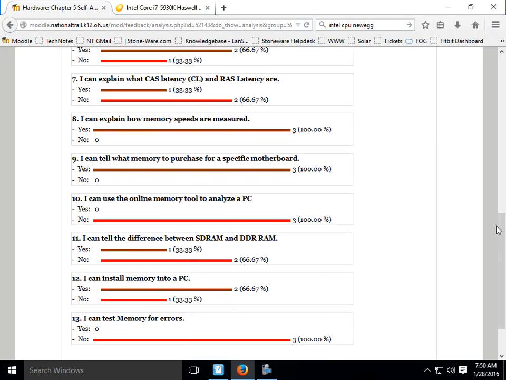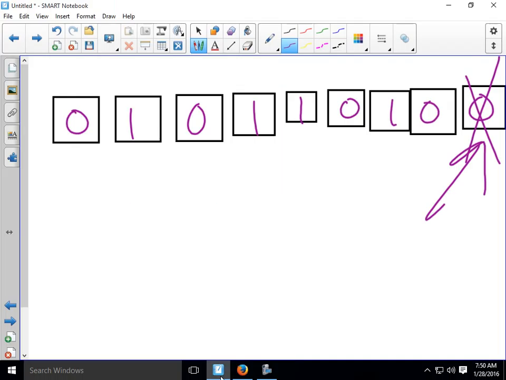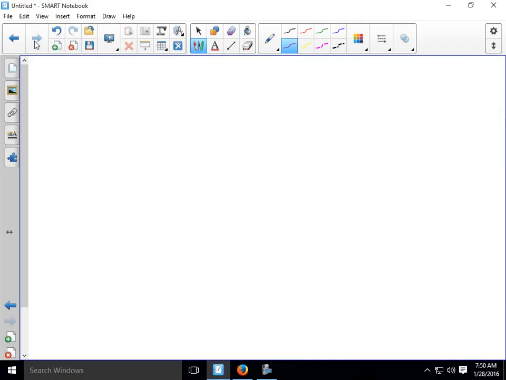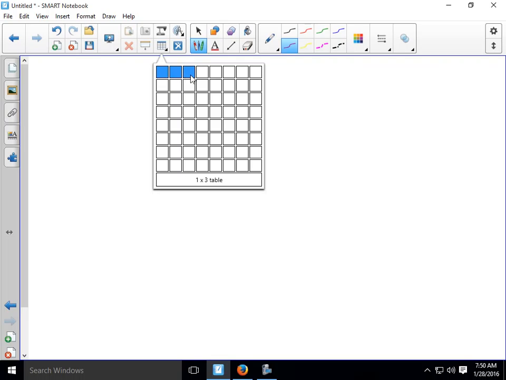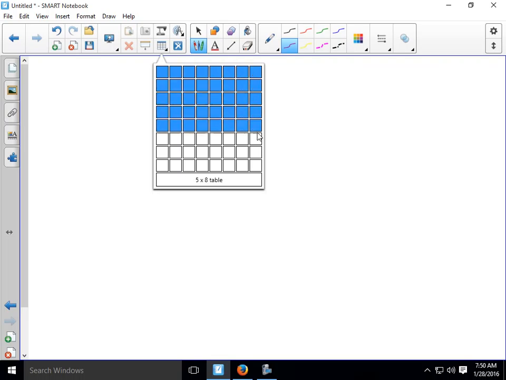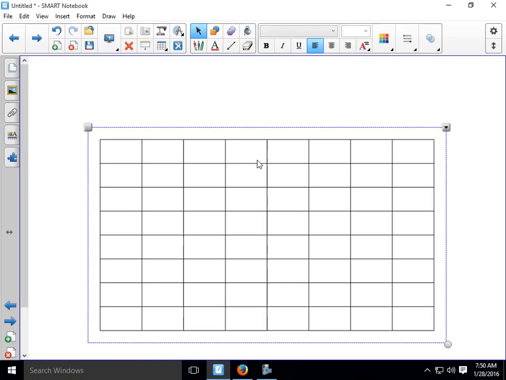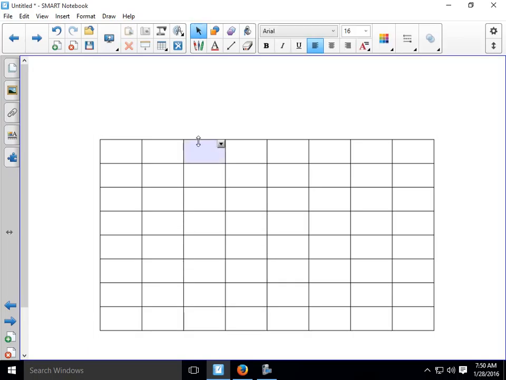Okay, explain what CAS latency and RAS latency are. We talked about that in class. So, 1, 2, 3, 4, 5, 6, 7, 8, yay. Okay, so I'll just write it where it is. Every time it writes its information, it's writing its information in this table of memory, right? And every time it writes, it's writing zeros and ones.